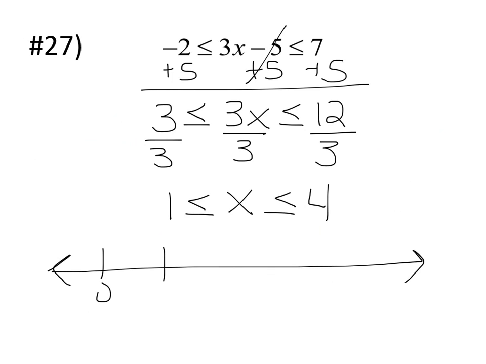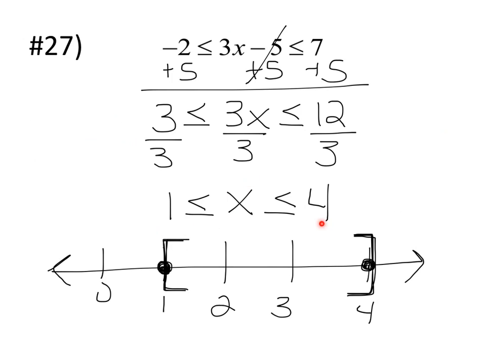So we've got 0, 1, 2, 3, 4. This time it's going to be closed dots, which remember are the same as brackets. Bracket, bracket. If x is written in between the numbers, we're going to shade in between the numbers. So go ahead and shade in between the numbers.